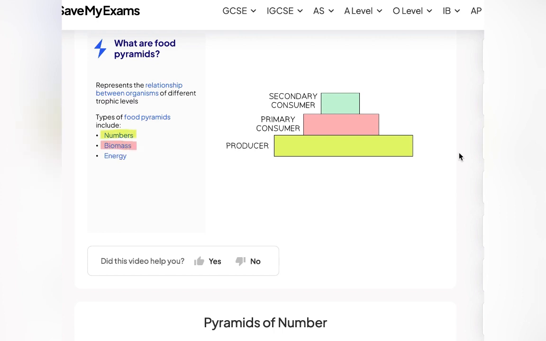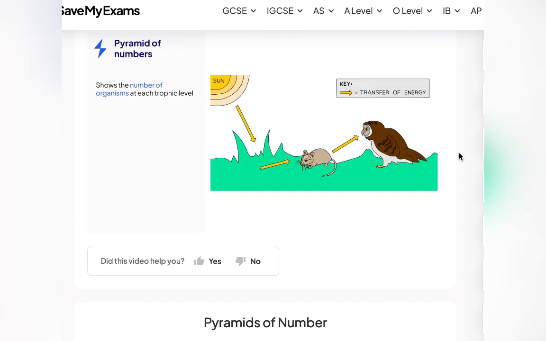In this video, we will cover pyramids of numbers and biomass only. Food pyramids are also called ecological pyramids. A pyramid of numbers shows the number of organisms found at each trophic level in a food chain. The width of each bar is representative of the number of organisms at that trophic level. Let's look at the example in the picture, which represents a simple food chain in an ecosystem. The grass is eaten by a vole, which in turn is eaten by an owl.